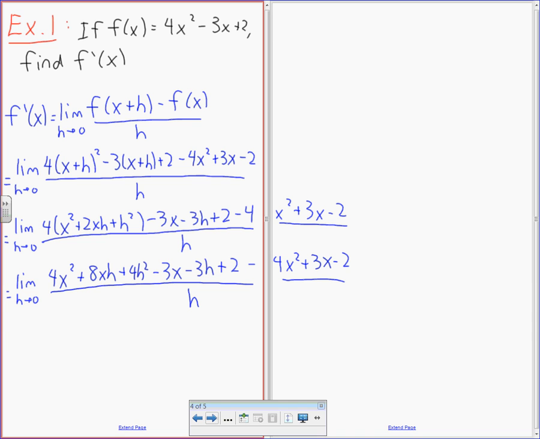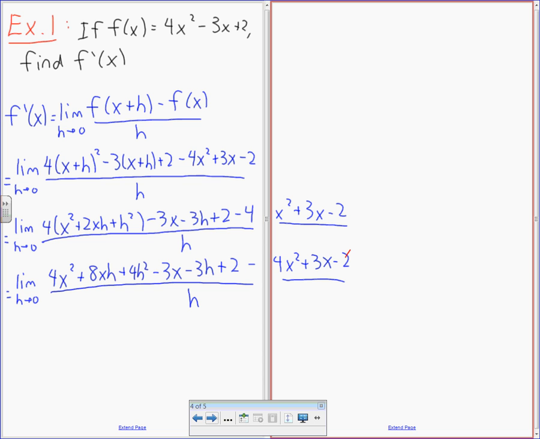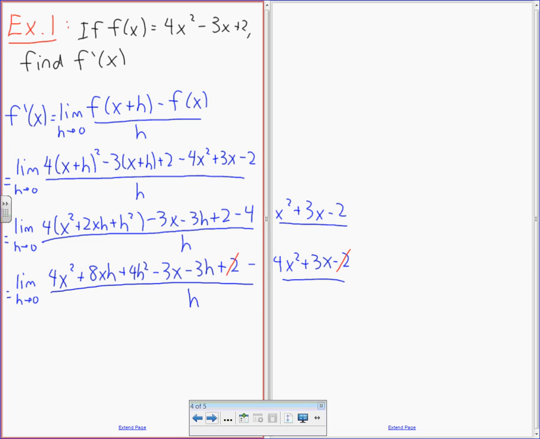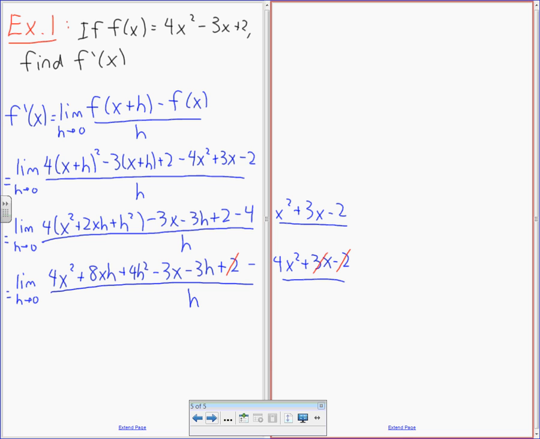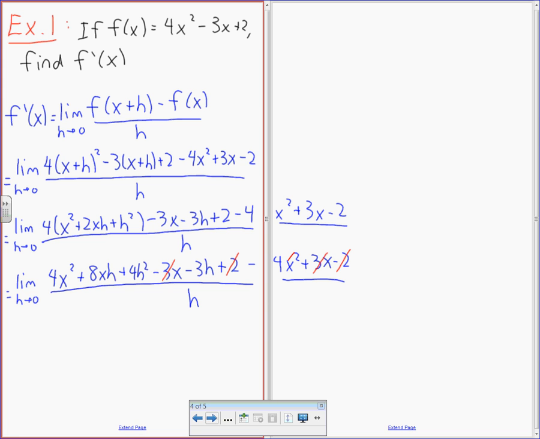Are you okay still? Okay, can you simplify the numerator for me, please? Then cancel. 8xh plus 4h squared minus 3h. The negative 2 crosses out with the plus 2, and the positive 3x cancels, and then we have negative 4x squared cancel with 4x squared. Michael made a good observation: anything with the plain x should cancel, because when you're dividing by h, everything should have an h in the numerator.